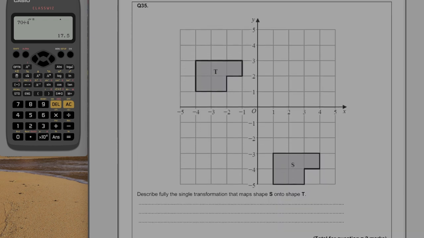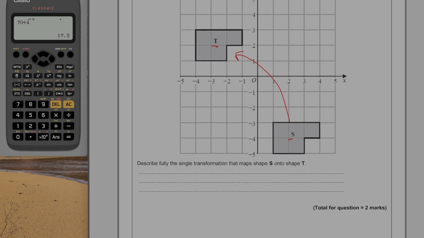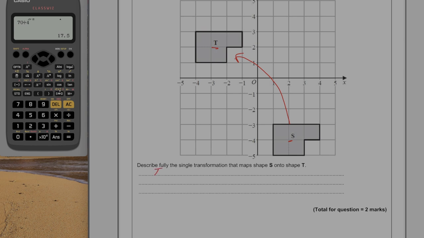Right, question 35. Describe fully the single transformation that maps S onto T. So we're going that way. The orientation hasn't changed, so it must be a translation. And we could describe it in words. We could say that it's moved a certain amount to the left and a certain amount up, or we can write it as a vector.